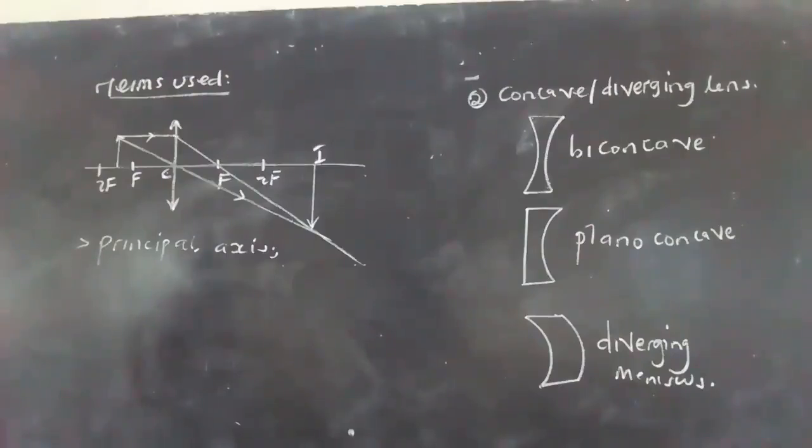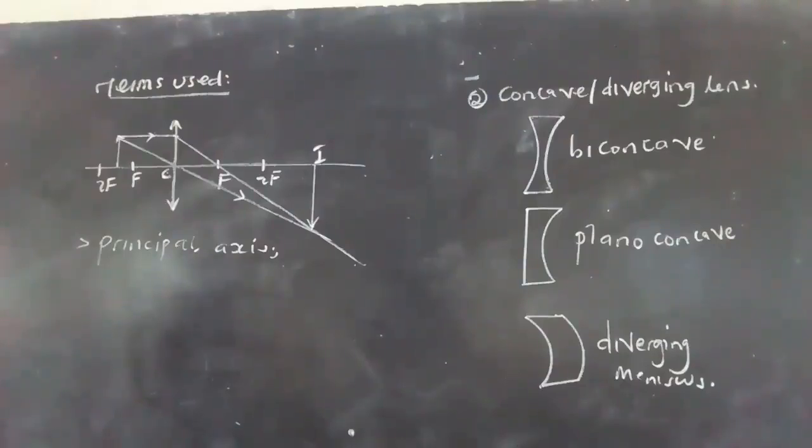Then number 3, radii of curvature. These are distances from the centers of curvature to the surfaces of the spheres of which the lens surfaces form part.